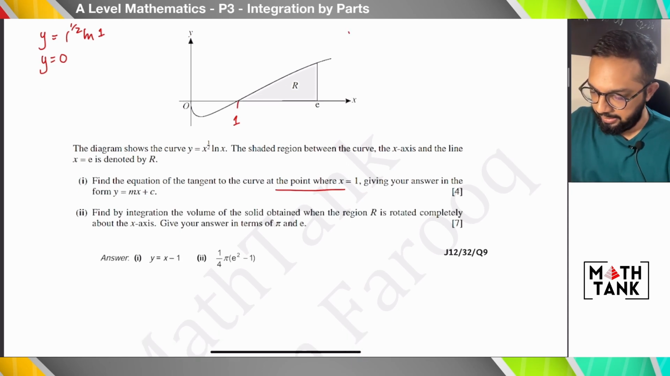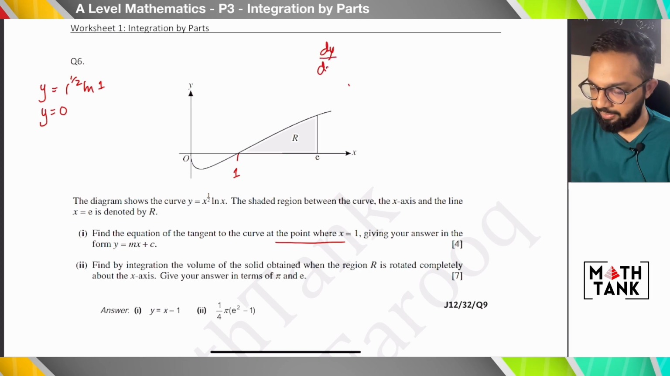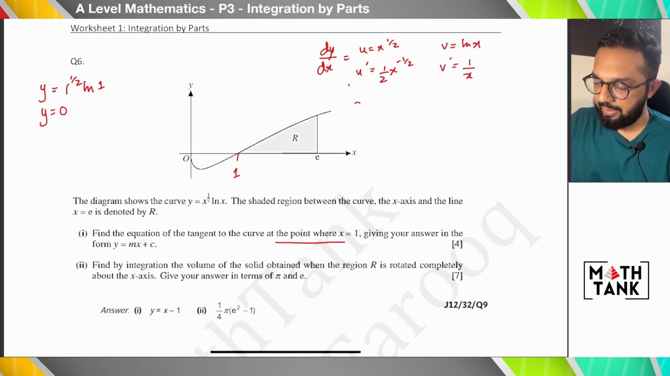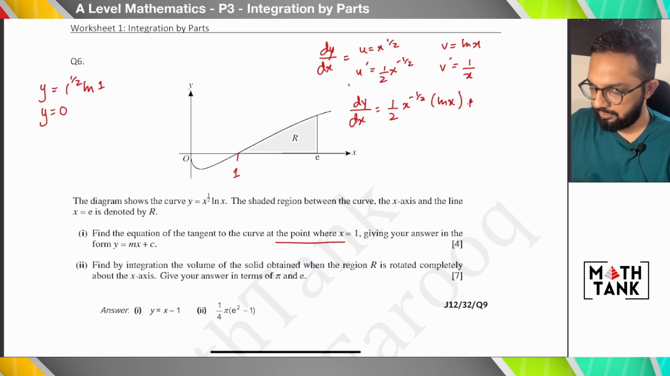Okay, then dy by dx is something that I want. Again, u and v, because I have a product rule here. U equals x power half. U dash is half x power minus half. And v is ln x. So v dash is 1 over x. So dy by dx gives me u dash v plus v dash u. I don't need this at 0. What I need is the value at 1. So that gives me ln 1 again, and 1 power half divided by 1. So this gives me 0 plus 1. So the gradient is also 1.